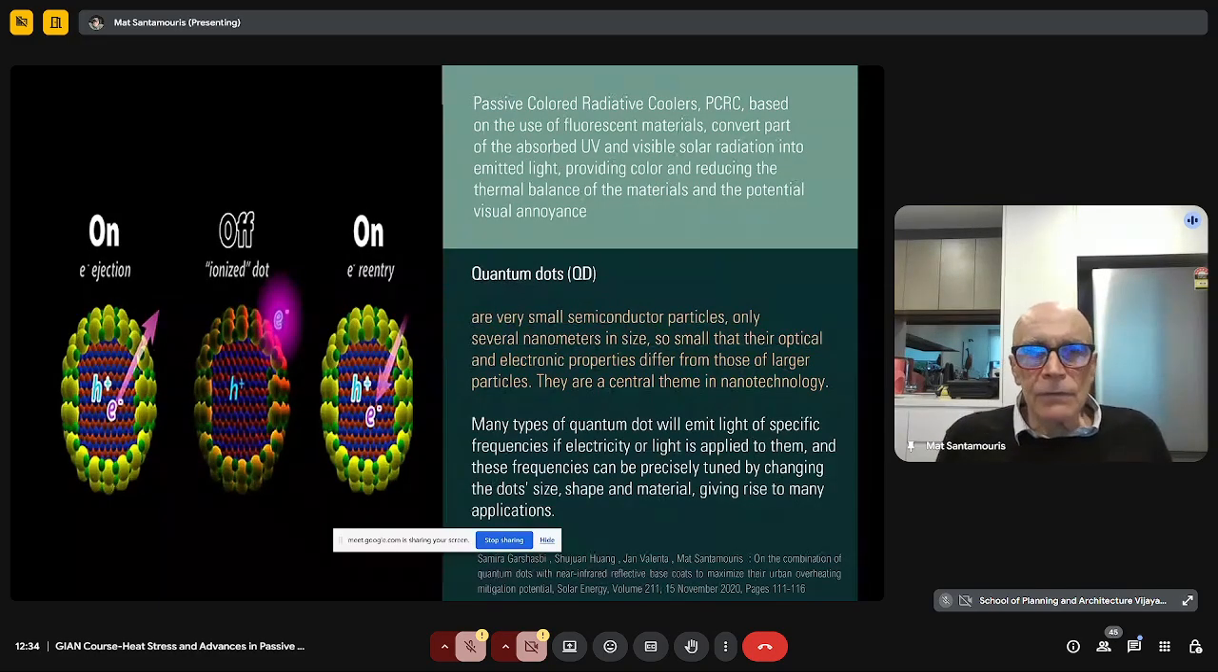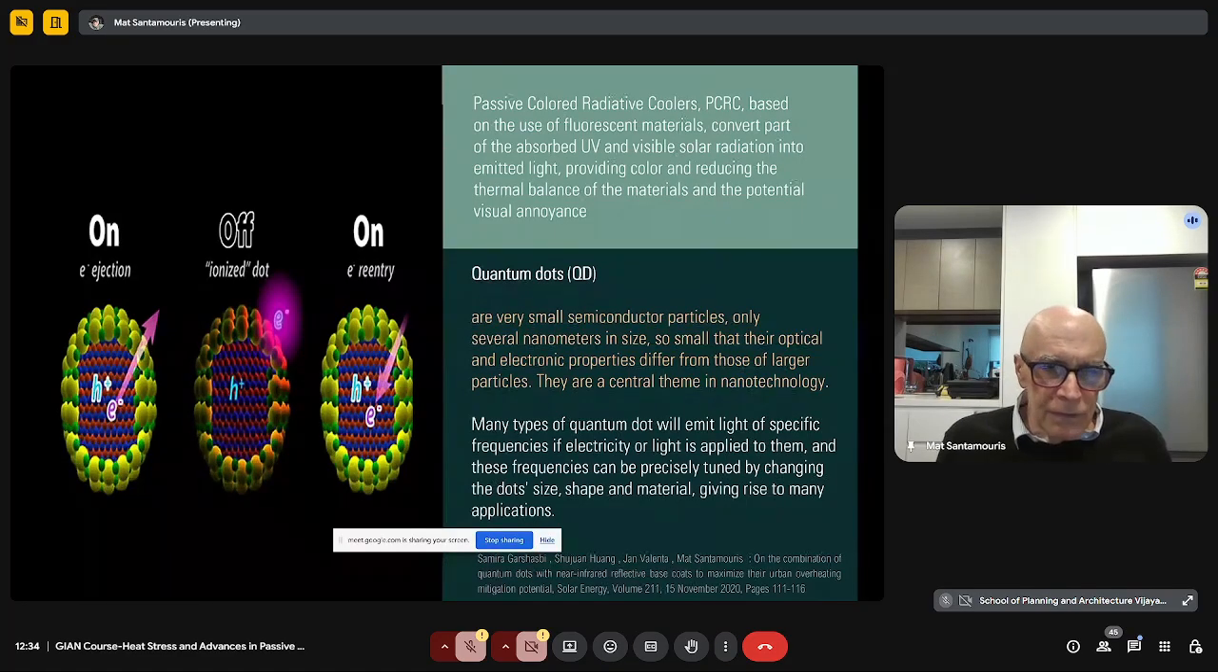This can be done by integrating fluorescent components in the material. Why fluorescent components? Because fluorescent materials have a property. Once radiation falls on the mass of these materials, immediately this radiation is re-emitted at different wavelengths. So the temperature of the material is not increasing, or is increasing very, very little. So these materials do not absorb heat. They send it back. They don't like heat.